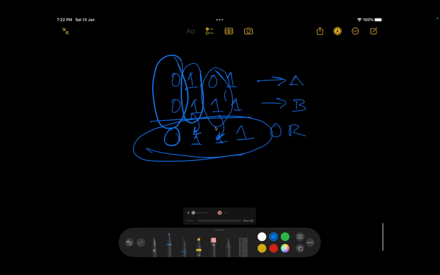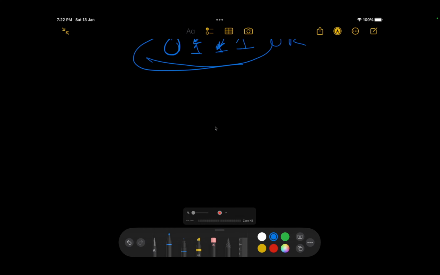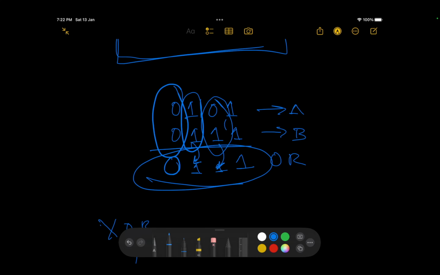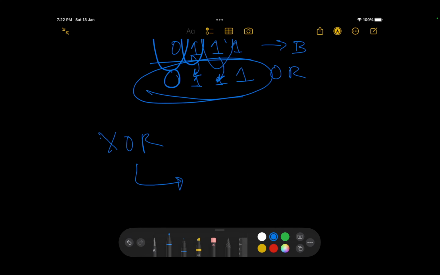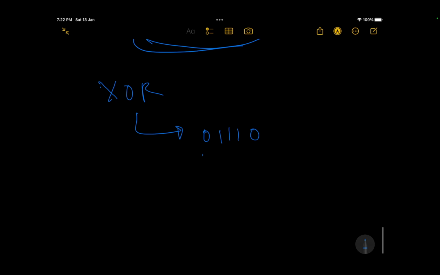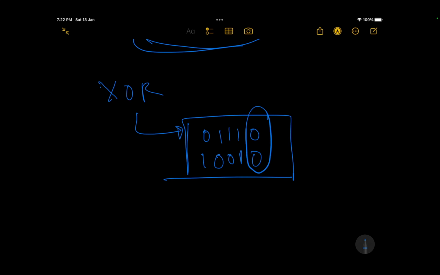Let's try a bit different thing now, that is XOR. XORs are actually extremely common in competitive programming, so let's discuss XOR also. XOR is almost similar, but what it says is that the value would be set only if one of the bits is set. So by that, what do I mean? Let's say this is A, this is B. Now what it'll do is, for the first place, it'll check whether only one bit is set. No, both the bits are not set, so the answer is 0.